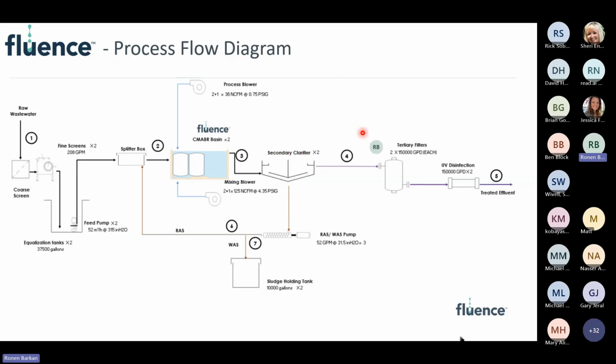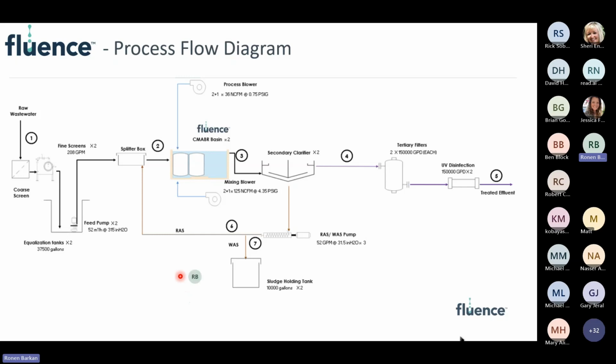And then depending where you are in the world, you may be required to meet tertiary requirements or higher effluent requirements, which you need to utilize some sort of tertiary filters, followed by some sort of a disinfection. In this example, we're using UV. And then you will always have your excess sludge as your byproduct from the process. This is your typical conventional way we treat domestic type of wastewater.